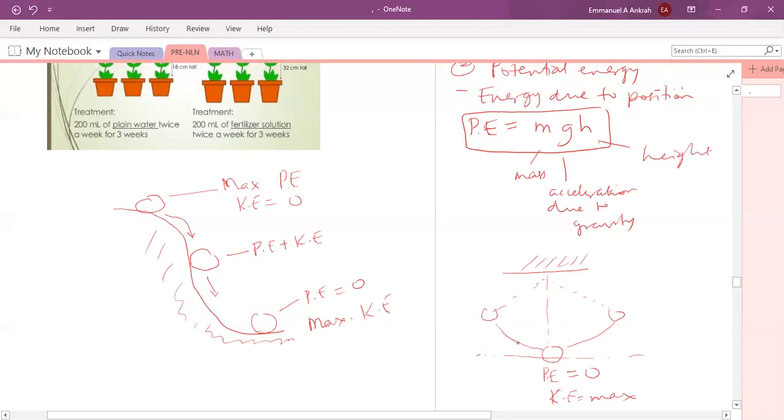Now, here, this is the height. From here to there, this is the height. You move it through this height. So because of the height, it has maximum potential energy here. The same thing if you are here, this is max.